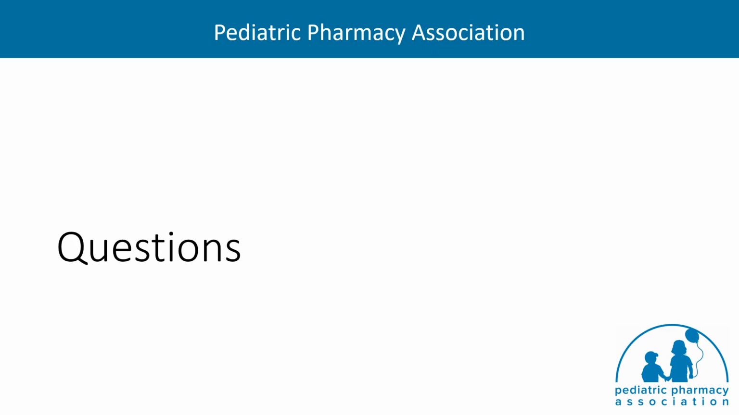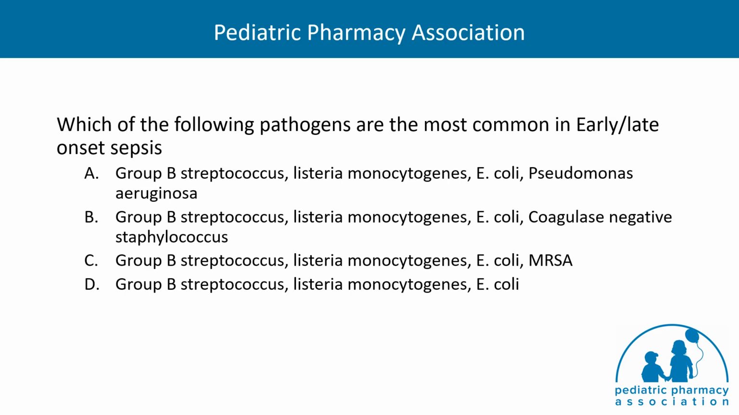Now that we have reviewed bacterial, fungal, and viral infections of early onset sepsis, let's review with a couple of questions. Which of the following pathogens are the most common that you will see in early and late onset sepsis? A. Group B strep, Listeria, E. coli, and Pseudomonas. B. Group B strep, Listeria, E. coli, coag-negative staph. C. Group B strep, Listeria, E. coli, MRSA. Or lastly, D. Group B strep, Listeria, and E. coli.